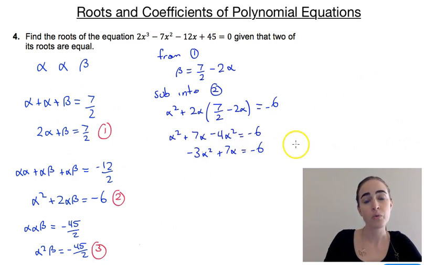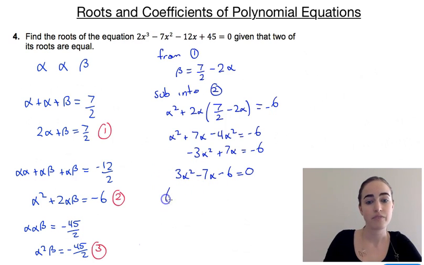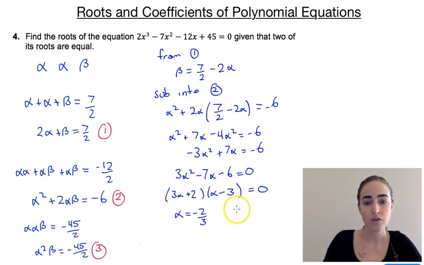I'm going to take it all over one side of the equation and make the coefficient of our leading term positive. So we'd have 3 alpha squared minus 7 alpha minus 6 equals 0. Then we can factorize. Whichever method you want to use, we'd end up with 3 alpha plus 2 and alpha minus 3 equals 0, which means alpha is equal to minus 2 over 3, or alpha is equal to 3. So there are 2 possible values for alpha.